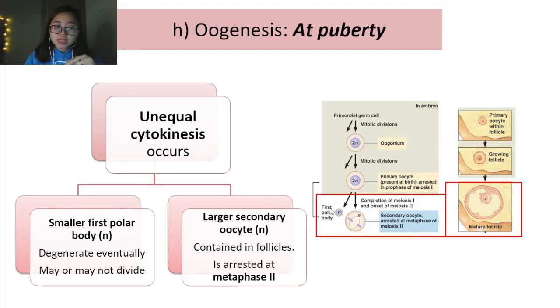It will eventually die. Okay, it will eventually degenerate. It may or may not divide. Kadang-kadang dia akan divide juga, dia akan jadi juga polar body kecil, tapi dia tidak akan dipersenyawakan. Perlahan-perlahan dia akan mati juga. Yang lebih penting adalah ini. The more important one is this, the larger secondary oocyte, which is still contained in the follicles, and it will be arrested or it will stop its process at metaphase 2. So, selepas ni, dia duduk saja begitu sampai metaphase 2.